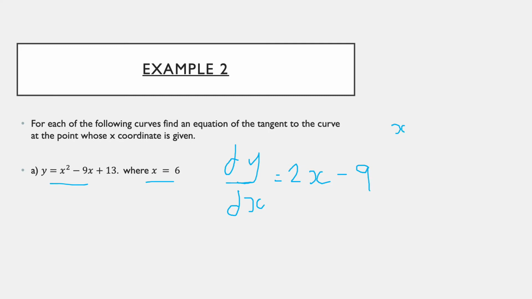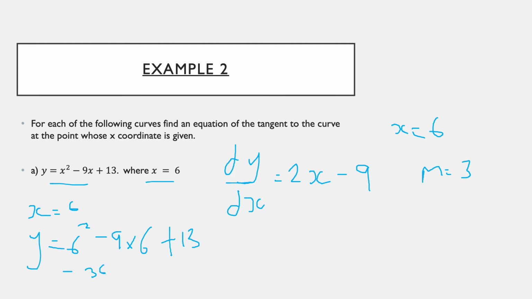Substituting in x equals 6 to work out the gradient at x equals 6. So 2 times 6 is 12, minus 9 is 3. So the gradient is equal to 3. Now finally subbing in the x coordinate to work out what the y coordinate is. So x equals 6, y equals 6 squared, which is 36, minus 9 times 6, which is 54, plus 13.